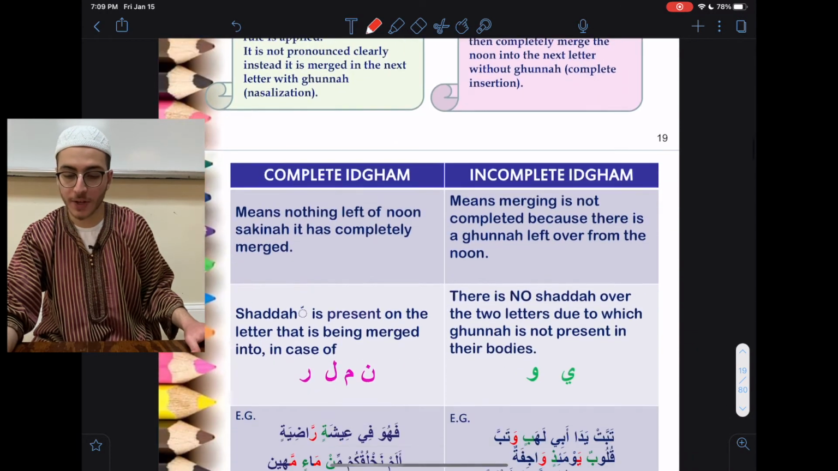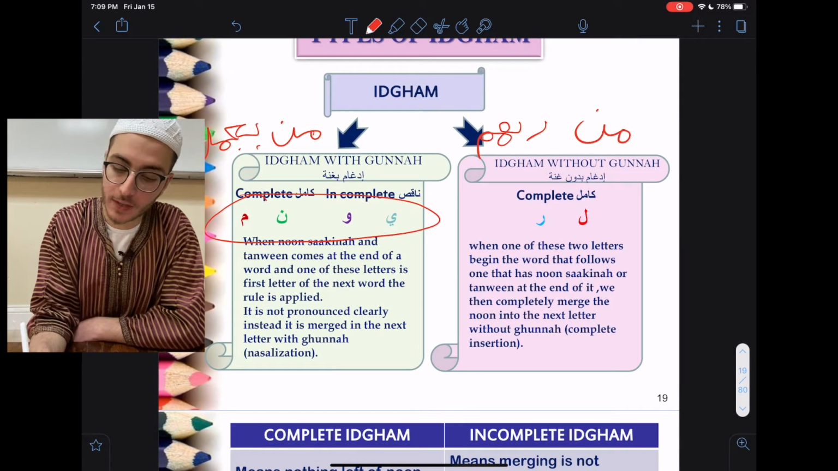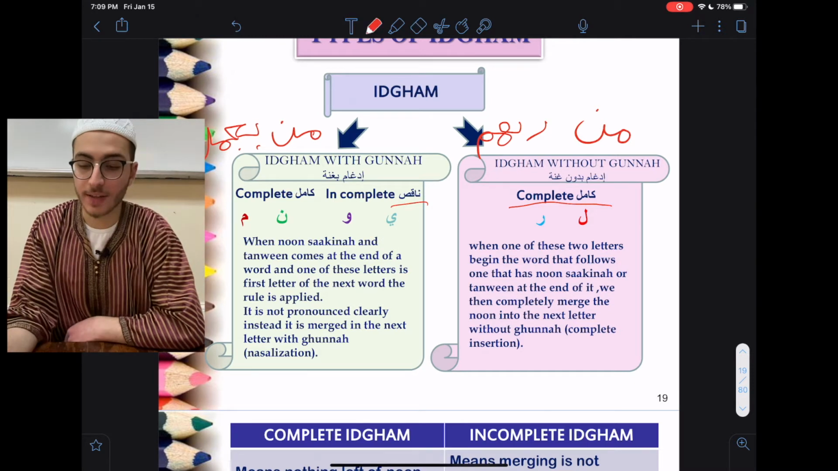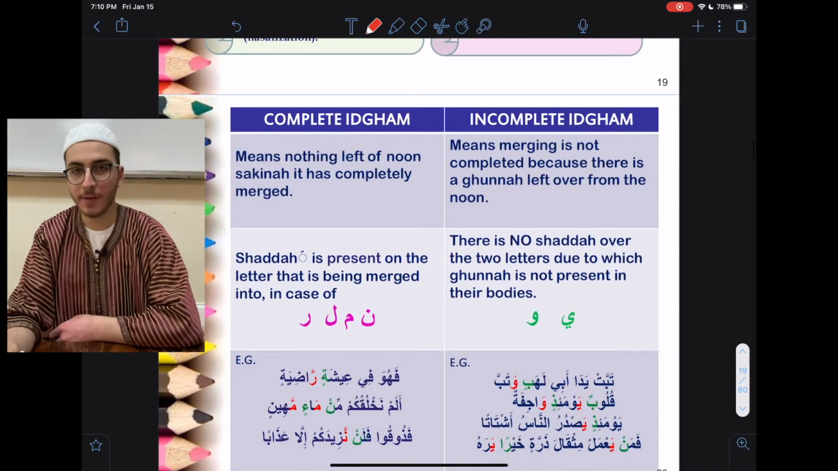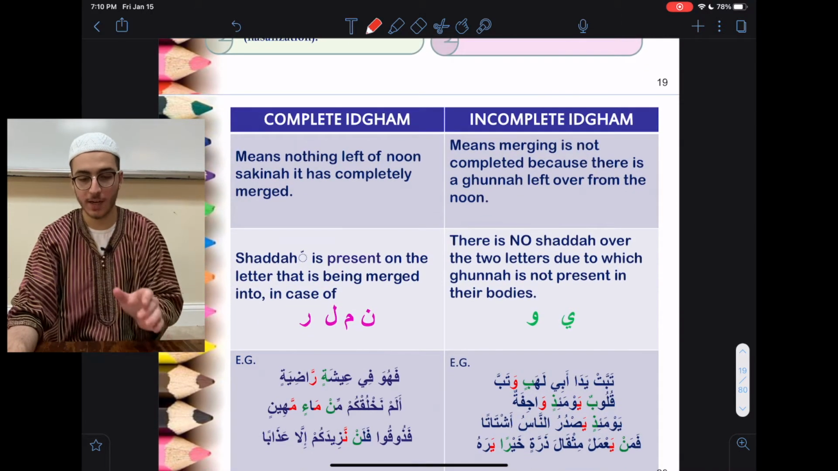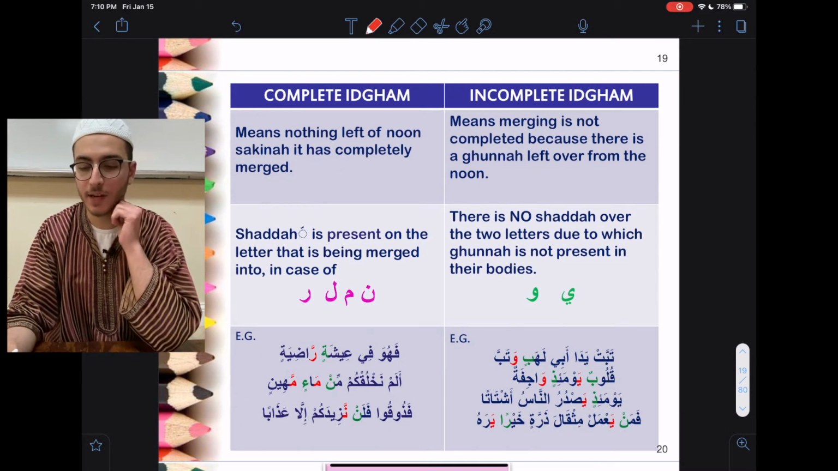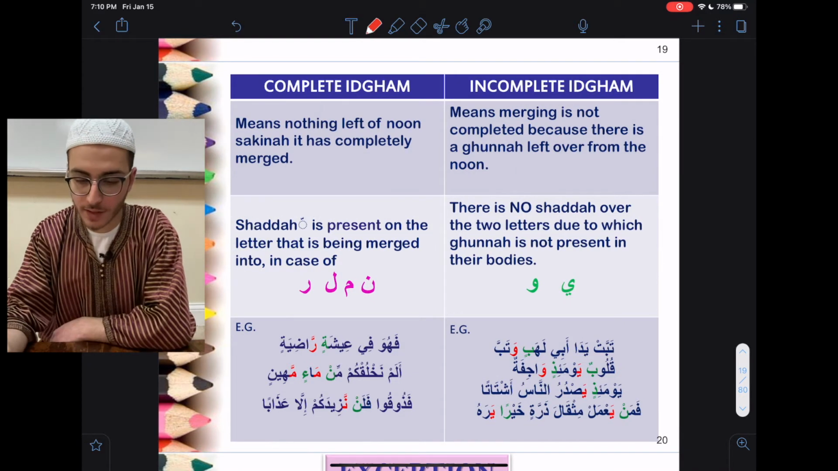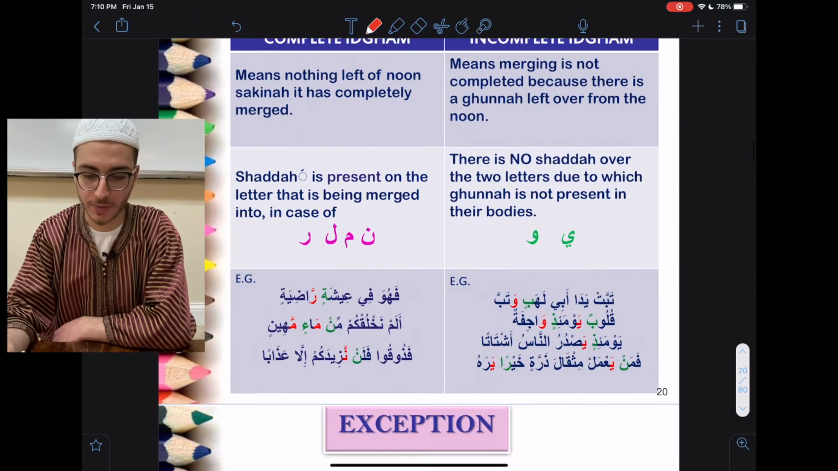Bismillah. And then also you'll see under it says idghamun kamil and then idghamun naqis. So let me erase this. Okay, so there's idghamun kamil and naqis. So what is kamil and naqis? Kamil is a complete ghunnah, a complete idgham, and then naqis is an incomplete idgham where you're still getting some of the noon, the noon sakina or tanween. So let me give you an example so I can show you what I'm talking about.